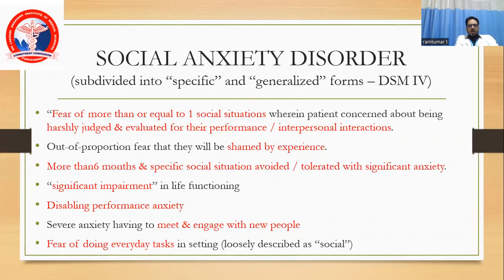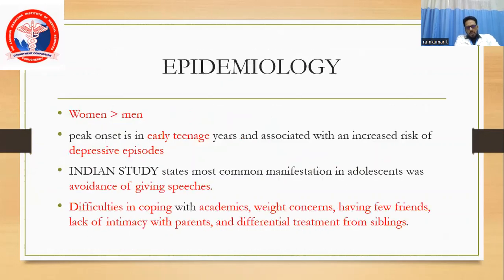Fear of one or more social situations wherein the patient is concerned about being harshly judged or evaluated for their performance or interpersonal interactions. Out of proportion fear that they will be shamed by the experience. Lasts more than 6 months, and the specific social situation is avoided or tolerated with significant anxiety, significant impairment in life functioning, disabling performance anxiety, severe anxiety having to meet and engage with new people, and fear of doing everyday tasks in settings that are loosely described as social.